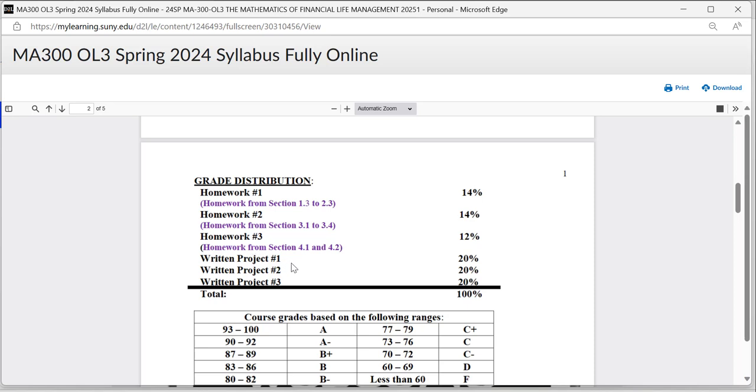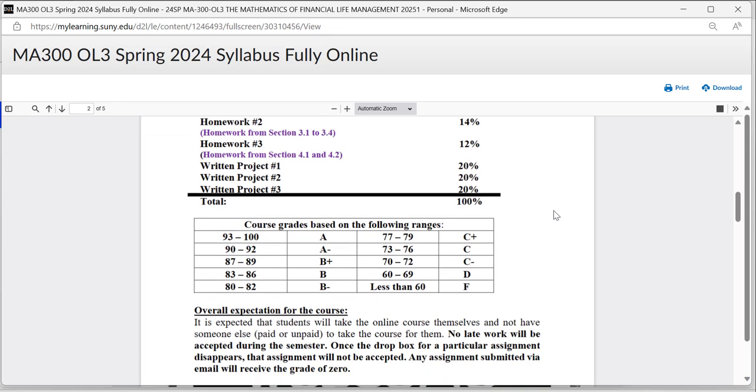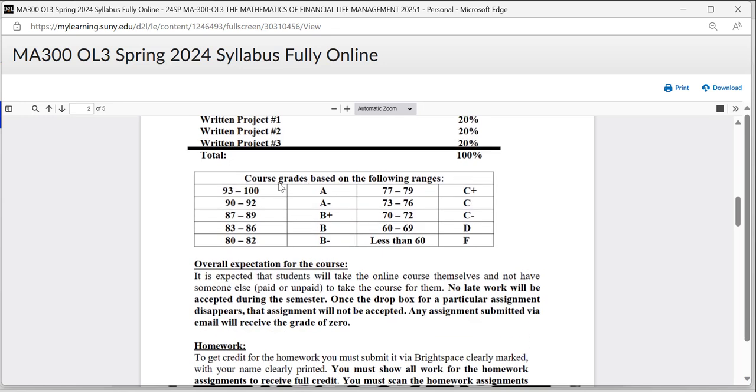And written project number 1 is worth 20%. Written project number 2 is worth 20%. Written project number 3 is worth 20%, right? That gives you the total 100%. And the course grade is based on the following criteria. So 93 to 100 is A. So I'm going to follow this very closely when I assign the final course grade.